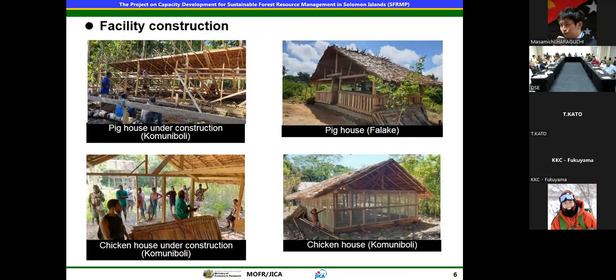For the construction, the community used mainly basic materials. So you can see sago palm leaves. The timber comes from the forest management. There is a pig house under construction for Komuniboli and for Falake, and also a chicken house for Komuniboli, which is in the first stages and near completion.